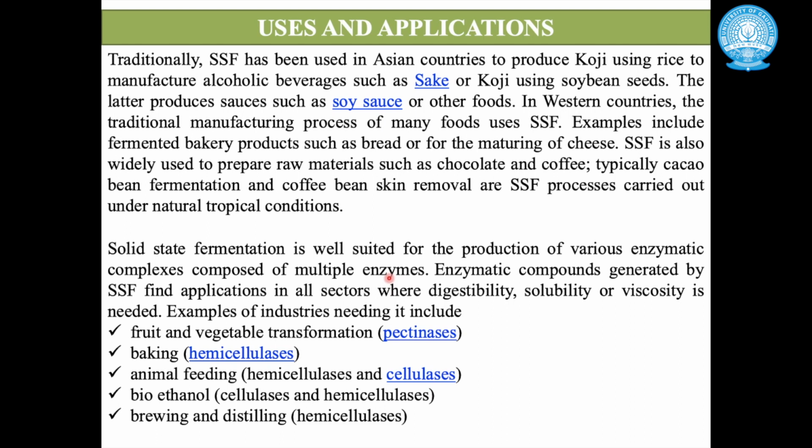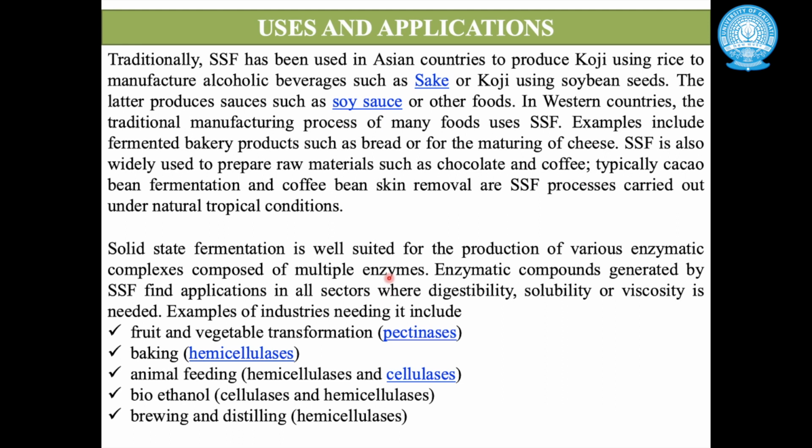Uses and applications. Traditionally, solid state fermentation has been used in Asian countries to produce koji. In Japan, they produce koji using rice to manufacture alcoholic beverages such as sake, or koji using soybean seeds, and even sausages, soya sauce, and others. In Western countries, the traditional manufacturing process of many foods uses SSF. Examples include fermented bakery products such as bread, or the maturing of cheese.